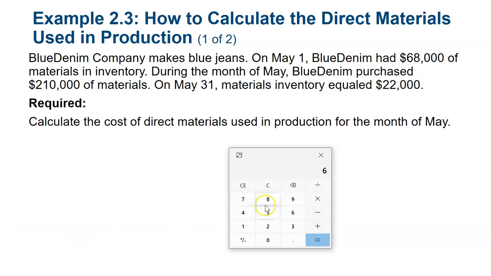Well, let's just do that. So we have 68,000 to begin with. We added to that 210,000. That together is going to be 278,000. But we still have 22,000. So that's 22,000 that was not used in production. So we're going to come down here and we're going to subtract that out. And that's going to give us direct materials used in production for the month of May, 156,000.